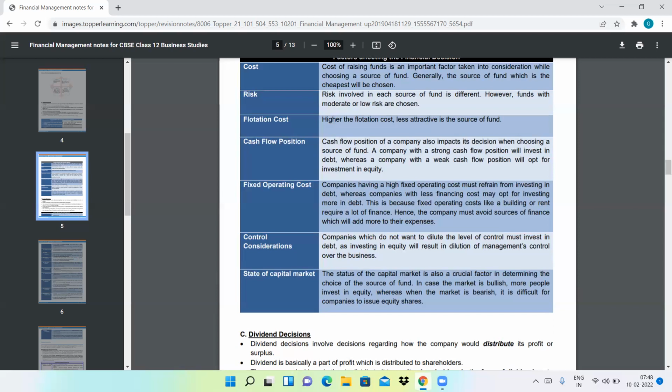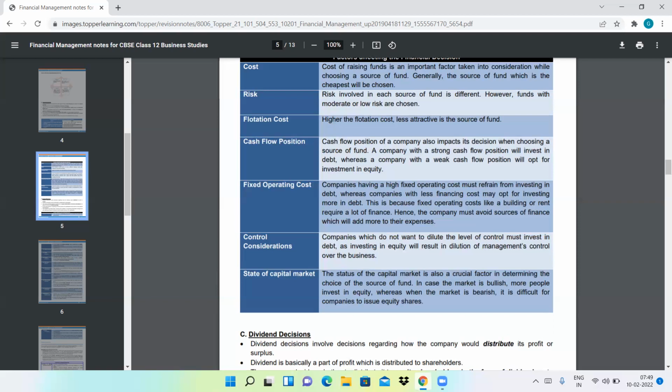Another important factor is the cash flow position. The cash flow position of the company also impacts the source of finance. If the company has a strong cash flow position, it can easily raise funds from the debt market, whereas if it has a weak cash flow position, it can raise money from the equity market. Why so? If the cash flow position is strong, funds raised through the debt market can be easily repaid, both interest and the principal amount. If you have a weak cash flow position, it is not advisable to raise funds through the debt market because there is a permanent liability on the debt and it will not be easy for the company to bear that.